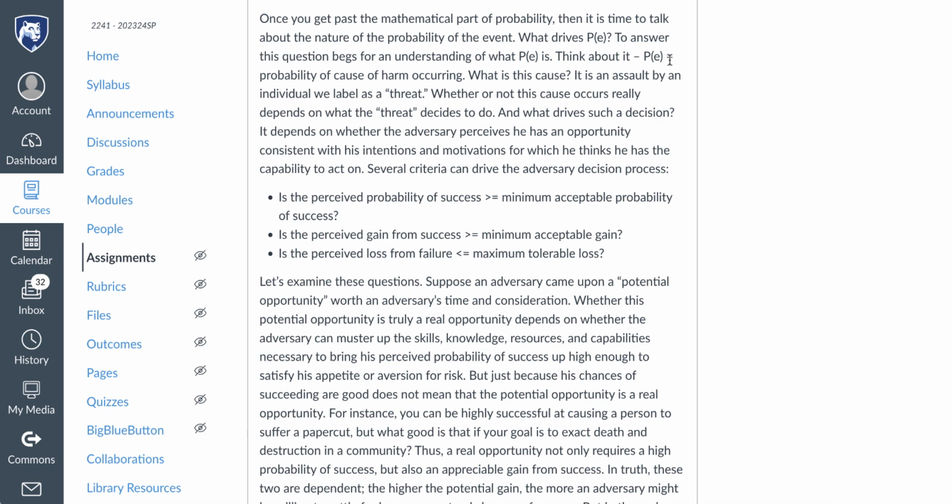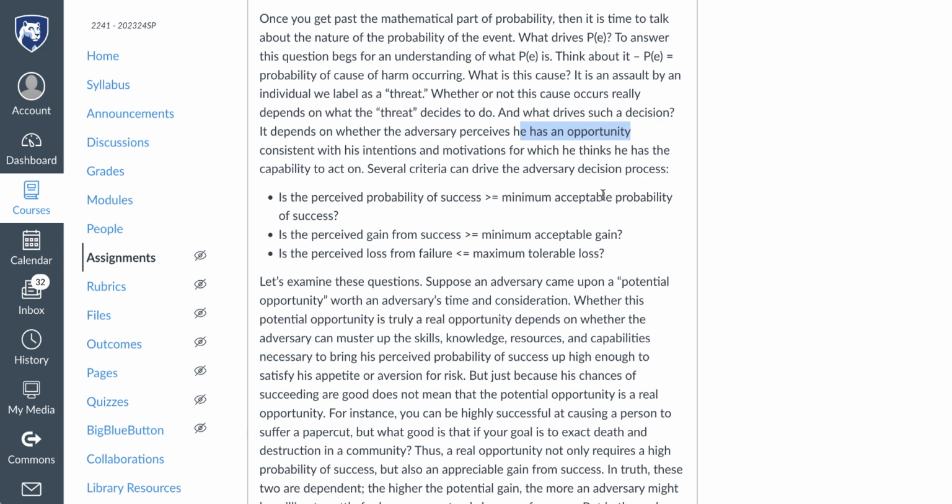So you can think about the probability of an event as being the probability of cause of harm occurring. Which leads us to the question, what is this cause? It is an assault by an individual we label as a threat. Whether or not this cause occurs really depends on what the threat decides to do. And what drives such a decision? It depends on whether the adversary perceives that he or she has an opportunity consistent with his or her intentions and motivations, for which he or she thinks he or she has the capability to act.